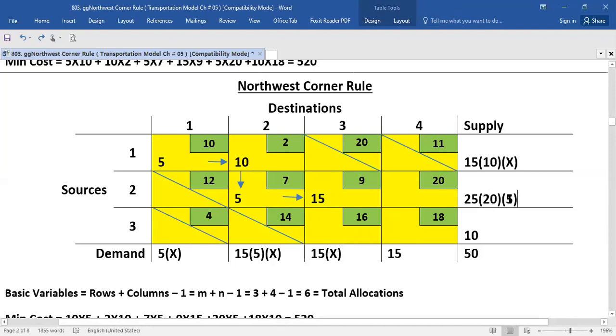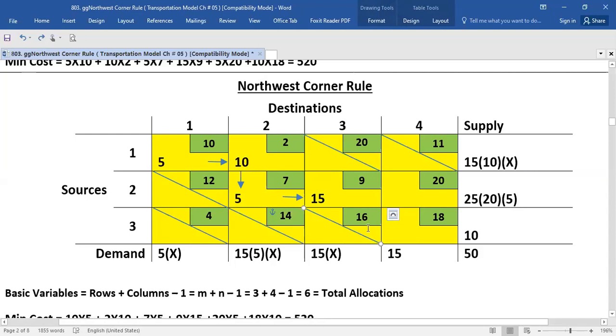20 reduces to 5. And you notice that there is a cross sign. When there is a cross sign, you will fill the blank cell with the line like this way, from this top to this bottom, in a cross way. This indicates that you cannot make any of the allocation here.